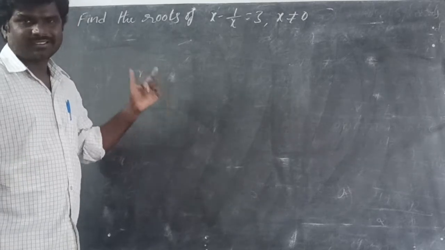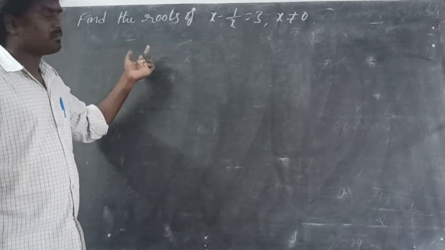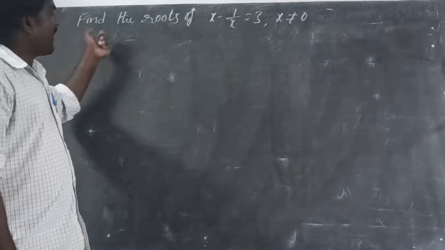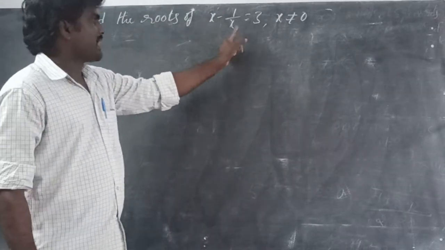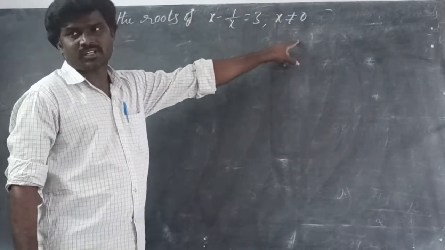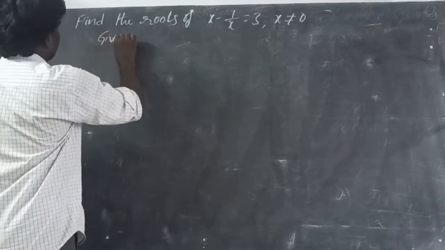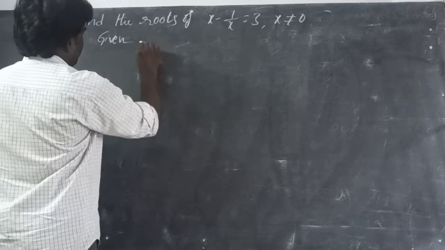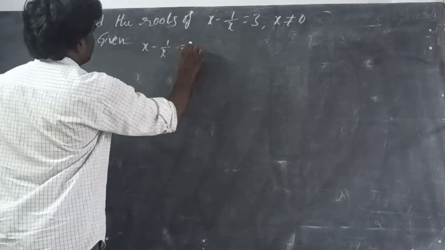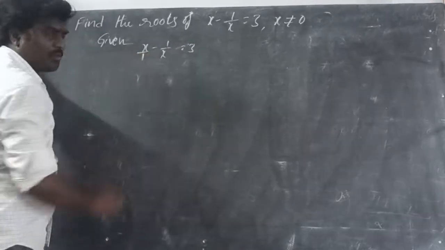Students, now I'm teaching 10th class quadratic equations. Find the roots of x minus 1 by x is equal to 3, where x is not equal to 0. Given x minus 1 by x is equal to 3.